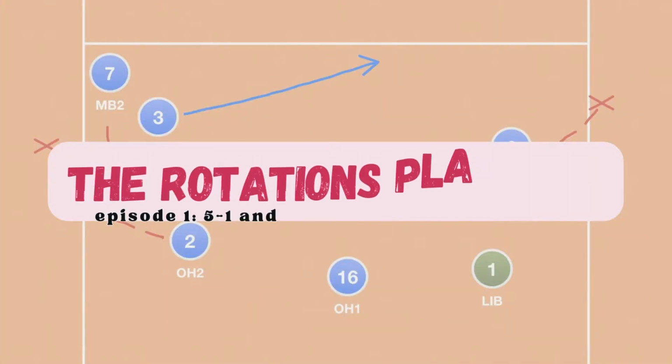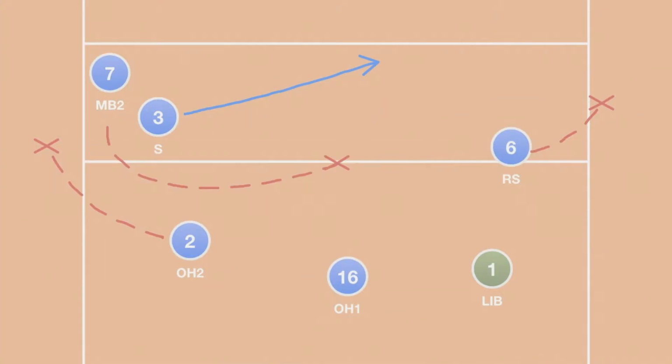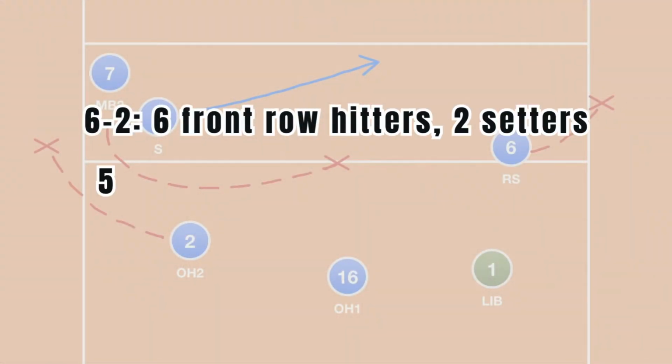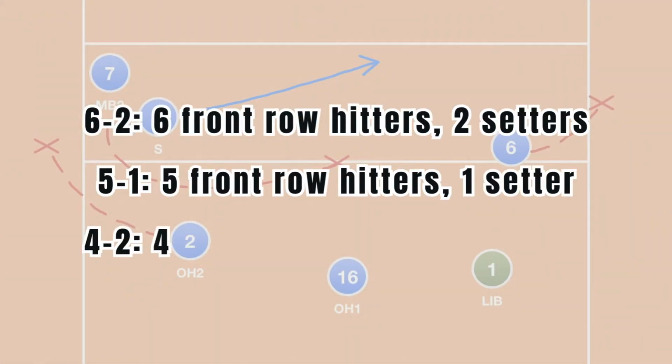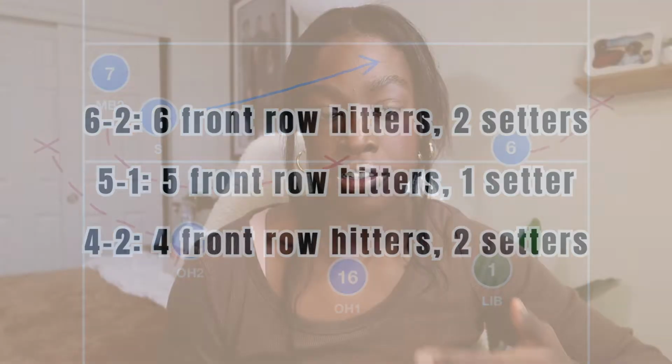Now in this video specifically, I'm going to be talking about serve-receive rotations. There are different ways that you can set up in each serve-receive rotation, and again, I'm going to get into those in this episode. Other important key terms to know are 6-2, 5-1, and 4-2. These are going to be different offensive rotations that some teams will use. So in a 6-2, you're going to have 6 hitters and 2 setters, and then in a 5-1, you're going to have 5 hitters and 1 setter, and then in a 4-2, you're going to have 4 hitters and 2 setters. There are definitely pros and cons to each rotation, and we're going to get into a little bit more about what those pros and cons are.